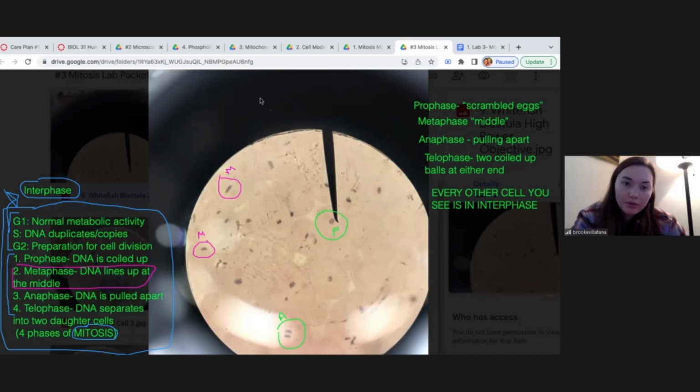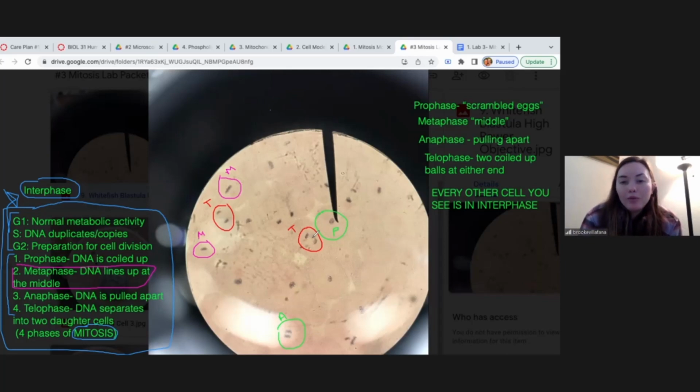And then let's use a different color. Telophase right here, because they're starting to kind of coil up into two balls at either end. And this one I would say is a telophase. Do you guys see how this telophase, it's kind of hard to tell, is that telophase or is it anaphase? Because we can still kind of see the spindle fibers, the little lines pulling apart.